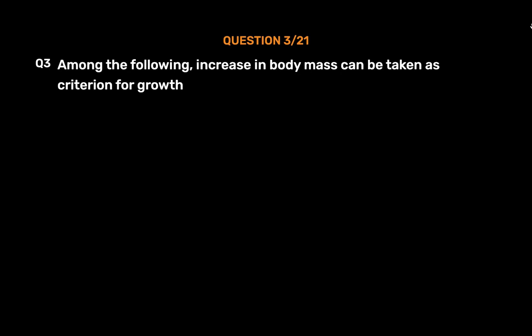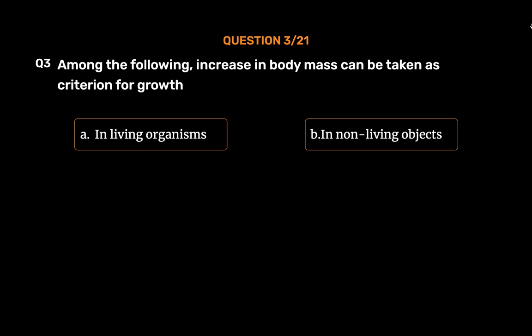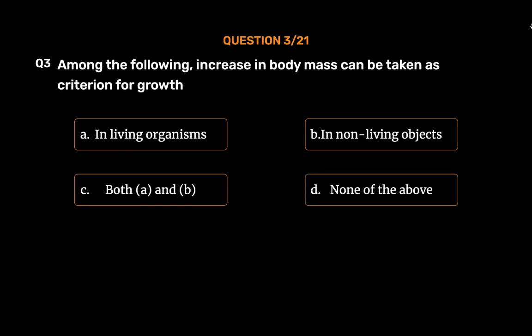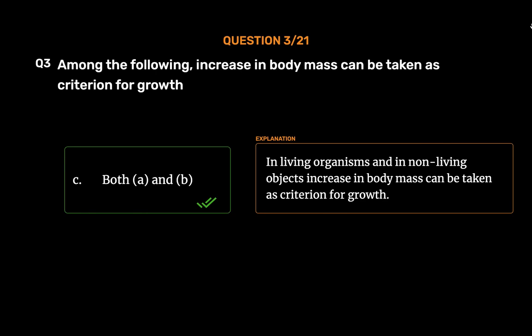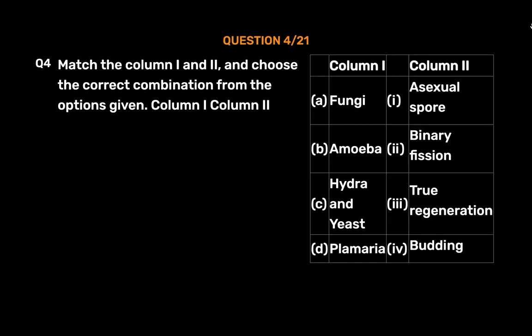Question number 3. Among the following, increase in body mass can be taken as criterion for growth. Option A. In living organisms. Option B. In non-living objects. Option C. Both A and B. Option D. None of the above. The correct answer is Option C. Both A and B. In living organisms and in non-living objects, increase in body mass can be taken as criterion for growth.